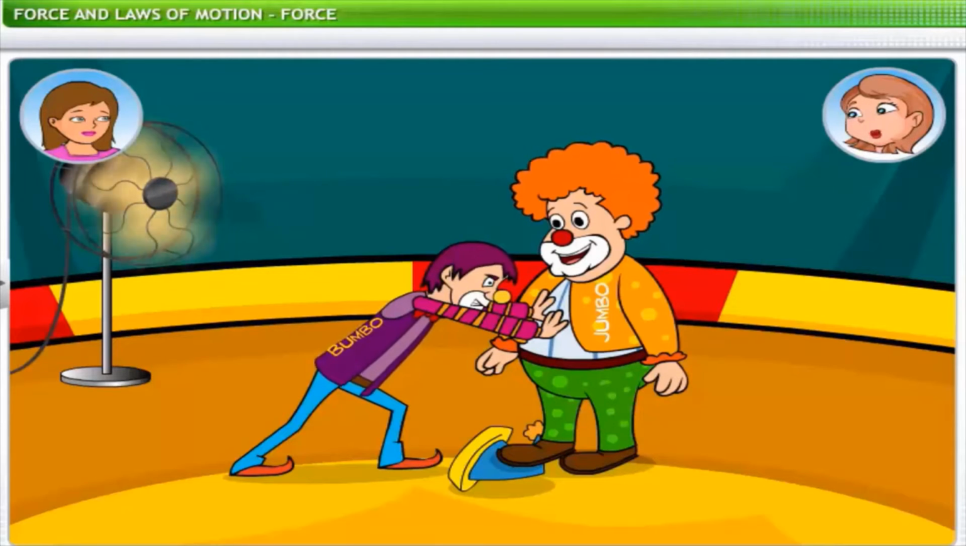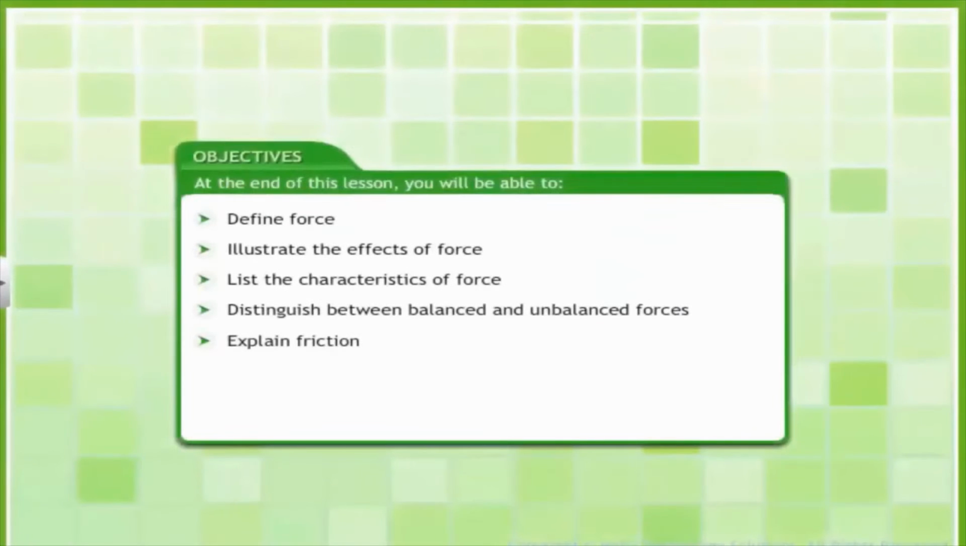However, in science, force is what acts on a body to make it move or stop it from moving. In this lesson, you will learn about force, its effects and its characteristics. At the end of this lesson, you will be able to define force, illustrate the effects of force, list the characteristics of force, distinguish between balanced and unbalanced forces, and explain friction.